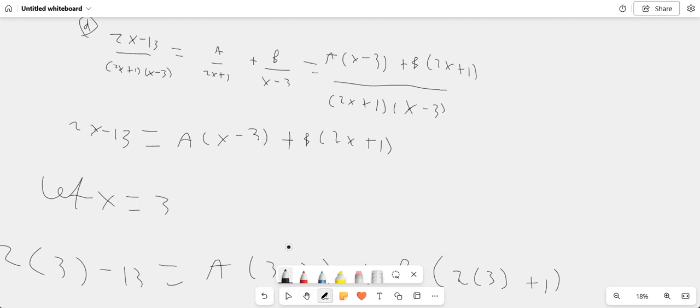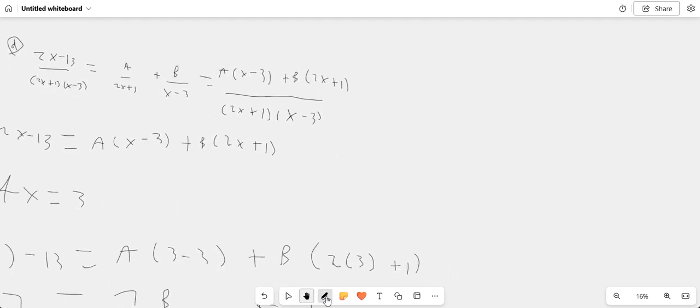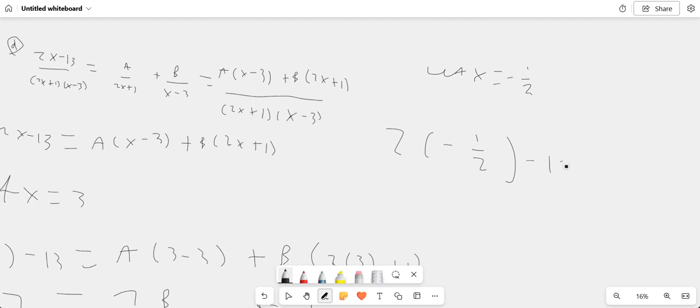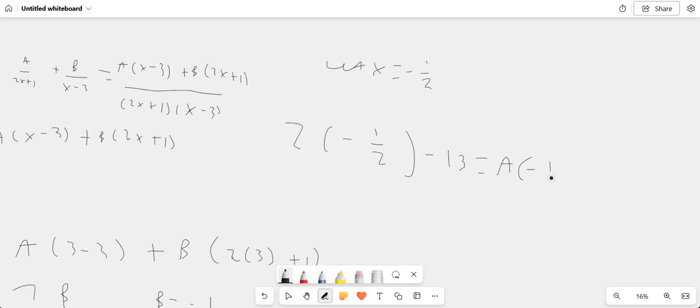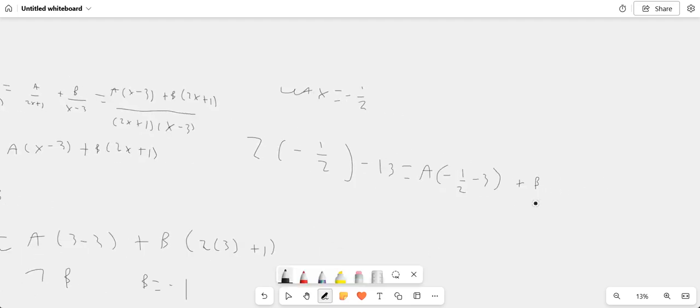So hence here, let's do that. Then put it to the left hand side. So that's 2 open bracket minus 1 over 2. So right, let x equal minus 1 over 2. Alright, cool. So put that into the left hand side there. Minus 13 is equal to a open bracket minus 1 over 2 minus 3. I'm just substituting in, and then plus b open bracket 2 minus 1 over 2 plus 1. Yeah, that's just going to become 0 anyway.